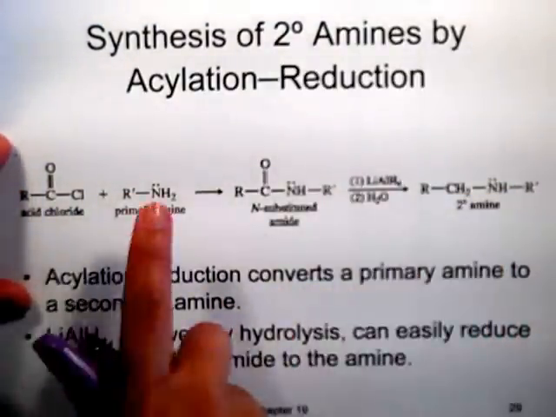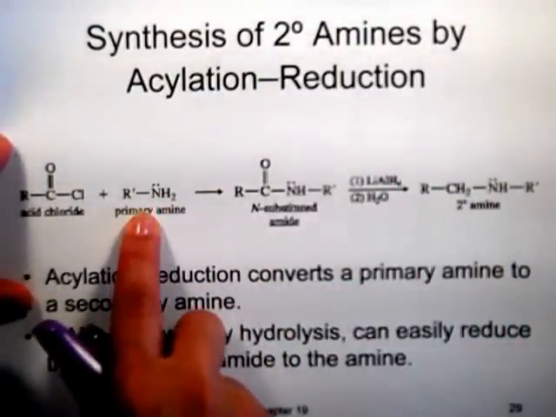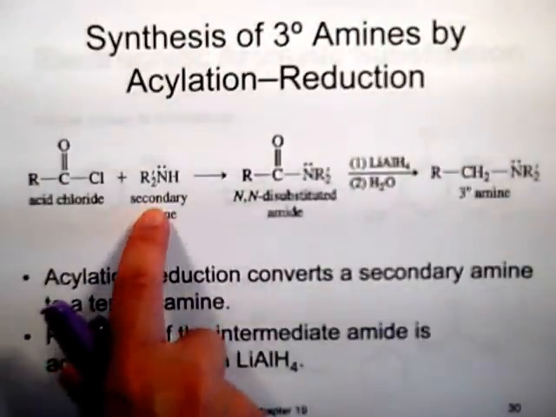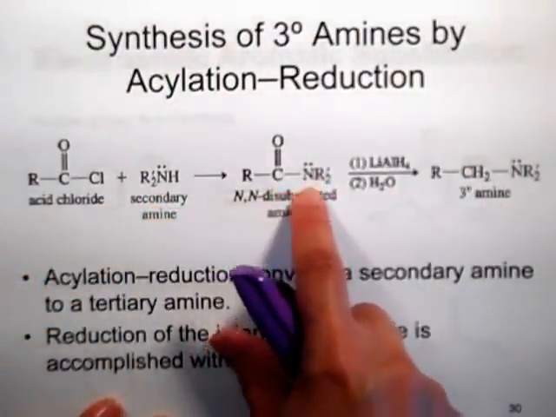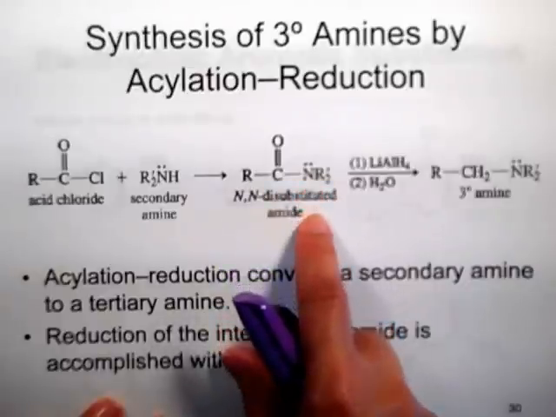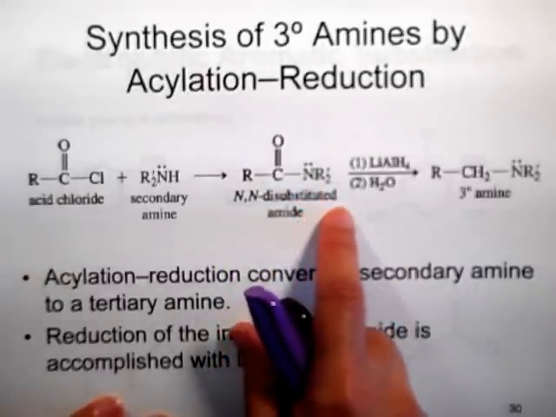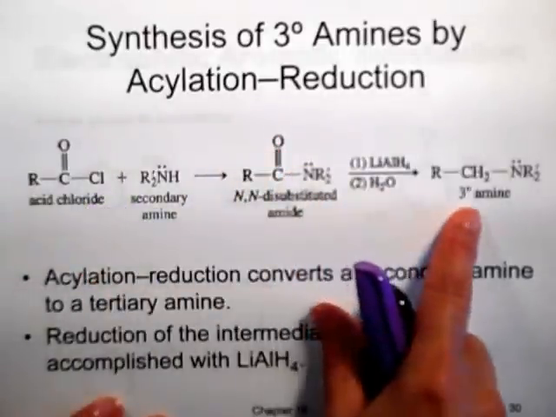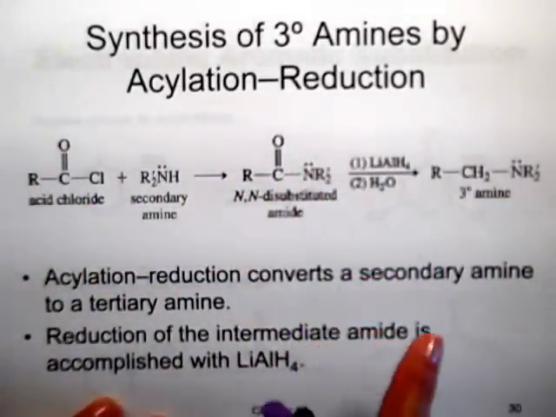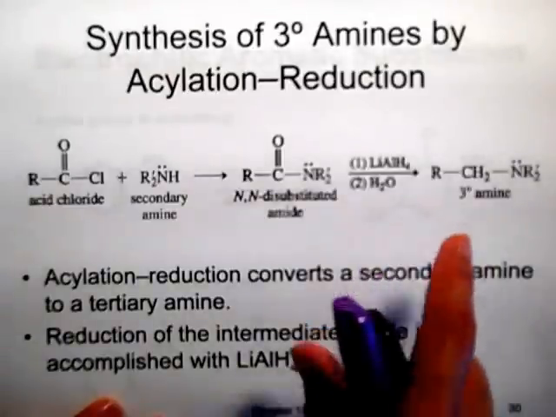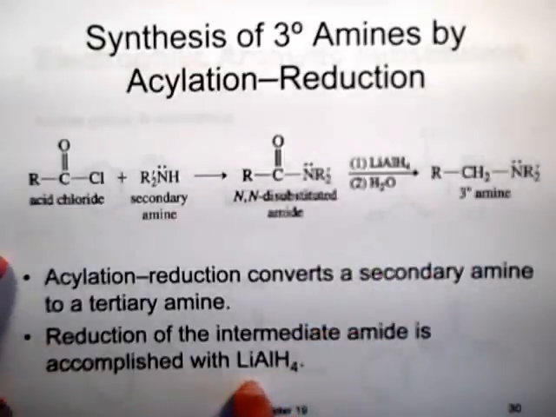Let's see this again, but let's use a secondary amine right here. Here it is. With your secondary amine, this is a tri-substituted nitrogen right here, a tri-substituted amide. So when we reduce the carbonyl, we make a tertiary amine. So this is an excellent way, easy as can be, of making tertiary and secondary amines.